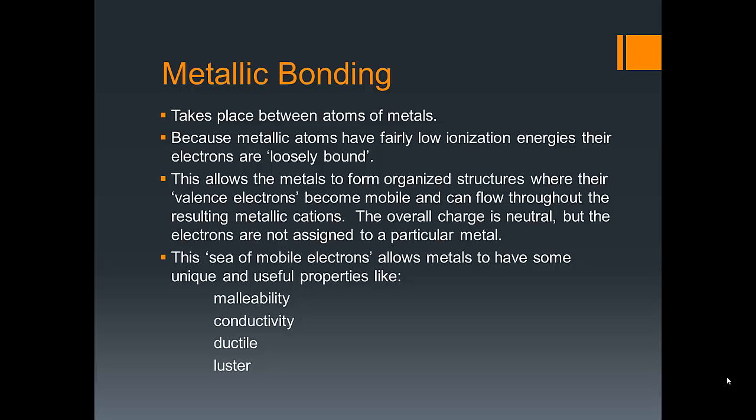The sea of mobile electrons allows metals to have some unique and useful properties like malleability and conductivity. Metals are pretty ductile, and they have a luster. If you don't know what those things are, I would highly suggest you look in your textbook and make sure you have a good understanding of what those terms mean.